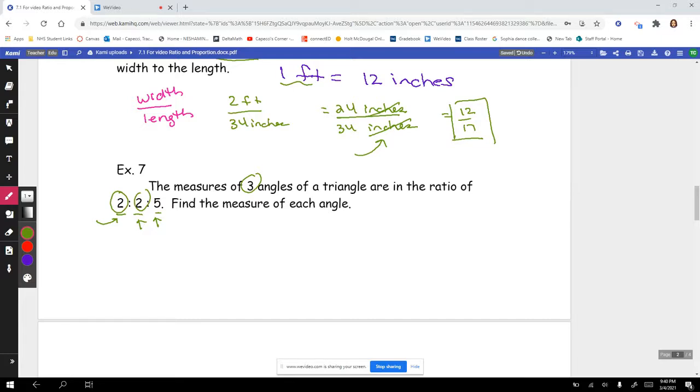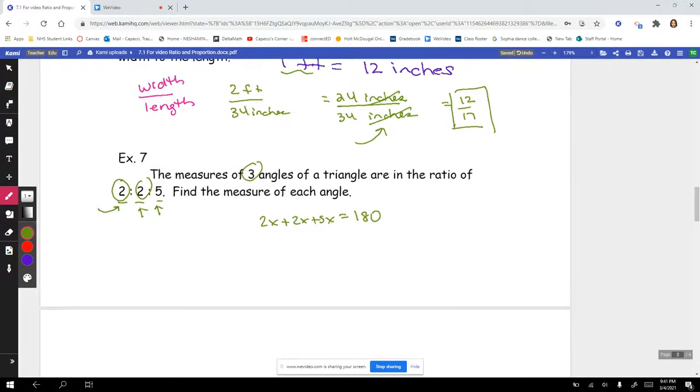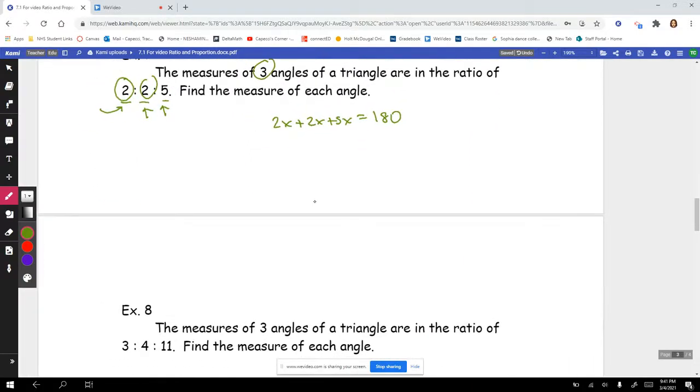I do know that for a triangle, when I add them together, the interior angles add up to 180. So my unknowns, I'm going to take 2x plus 2x plus 5x, and then I'm going to solve for x. So this ends up giving me 9x is equal to 180, so x is equal to 20. Find the measures. Well, 2 times 20 gives me 40, I have another 40, and then 20 times 5 gives me 100. Now, the nice thing about this is I can check that. When you add them all together, do you get 180? Which we do.